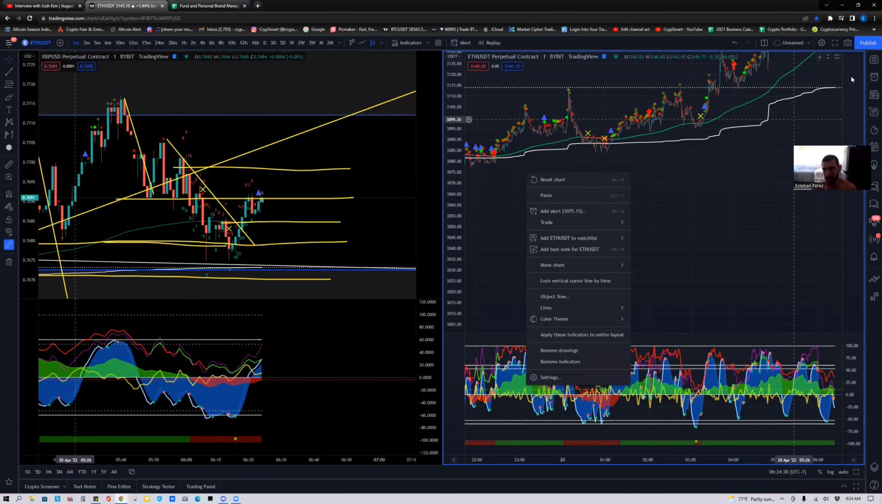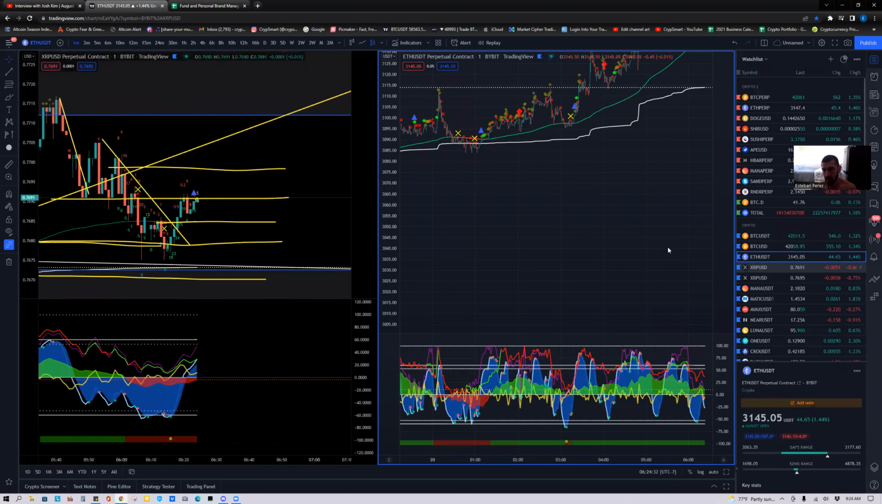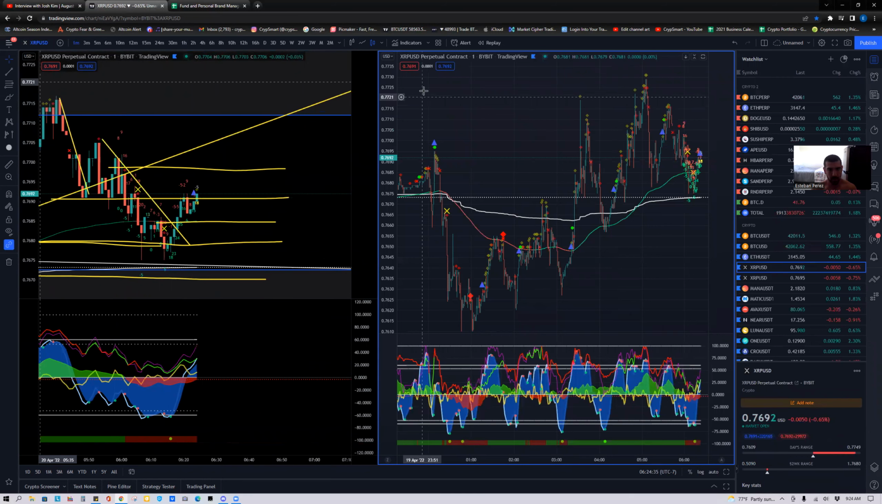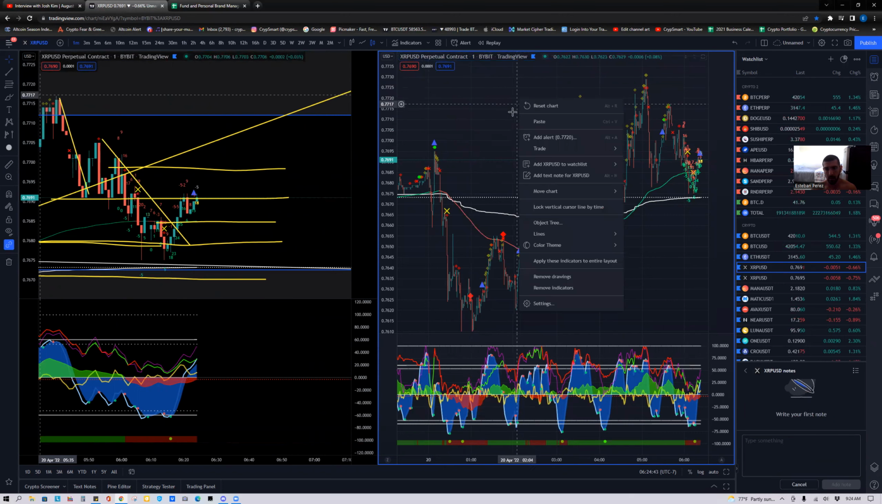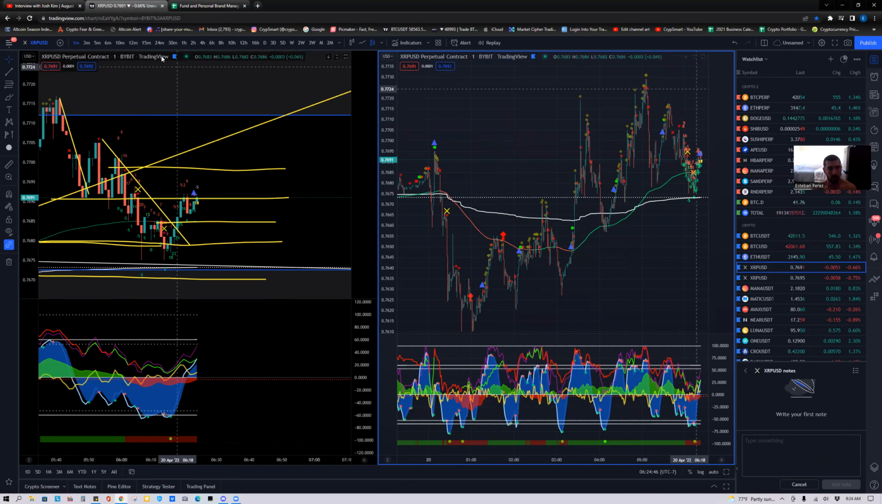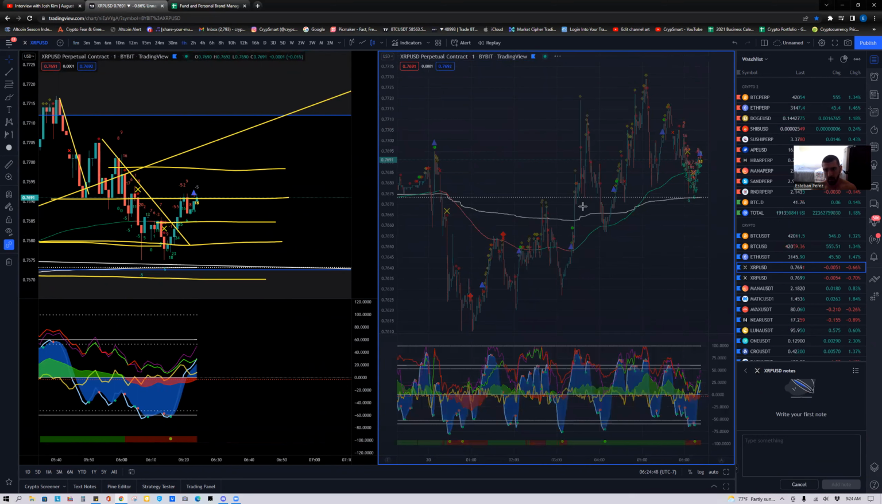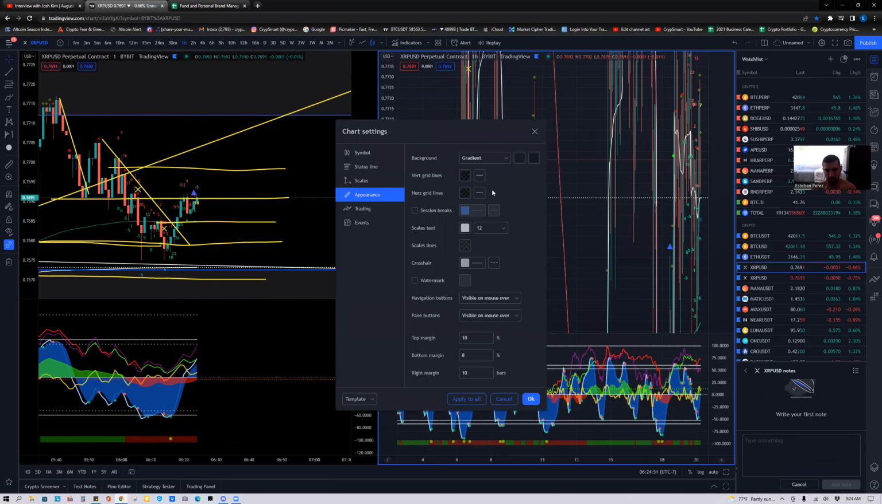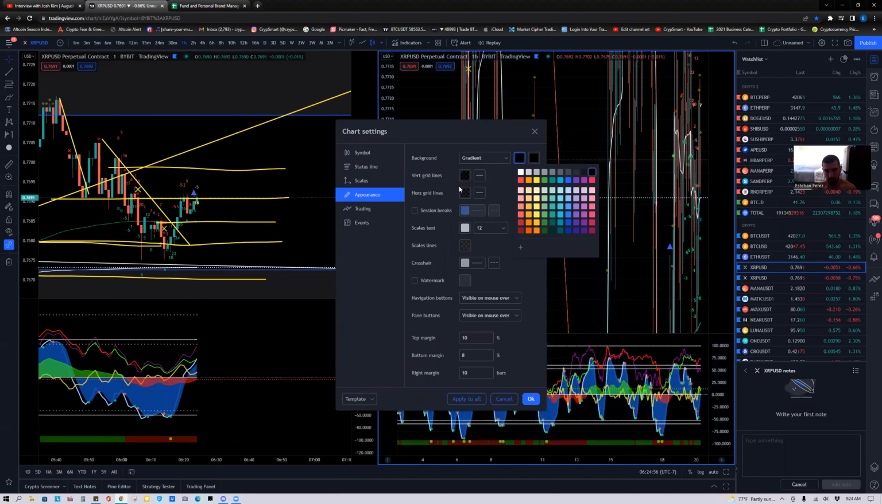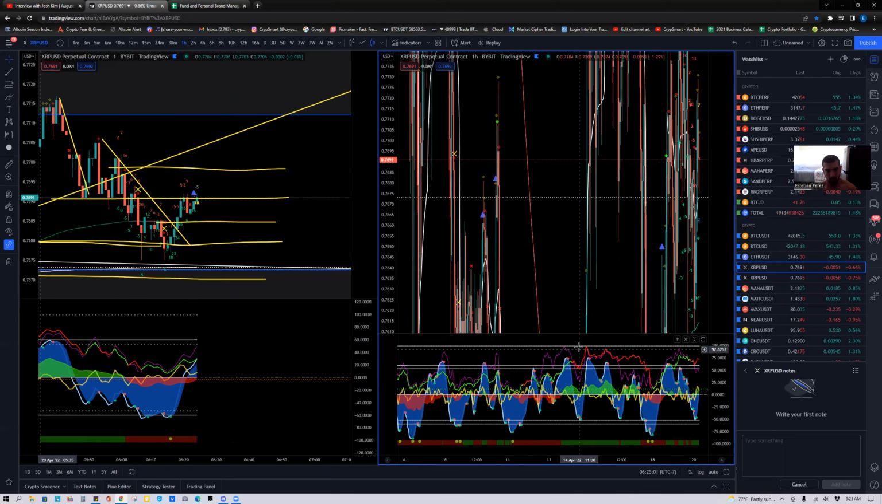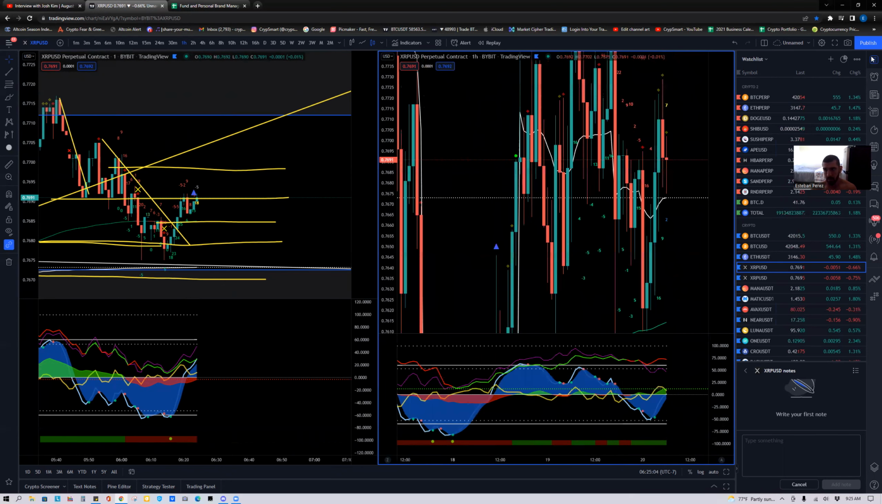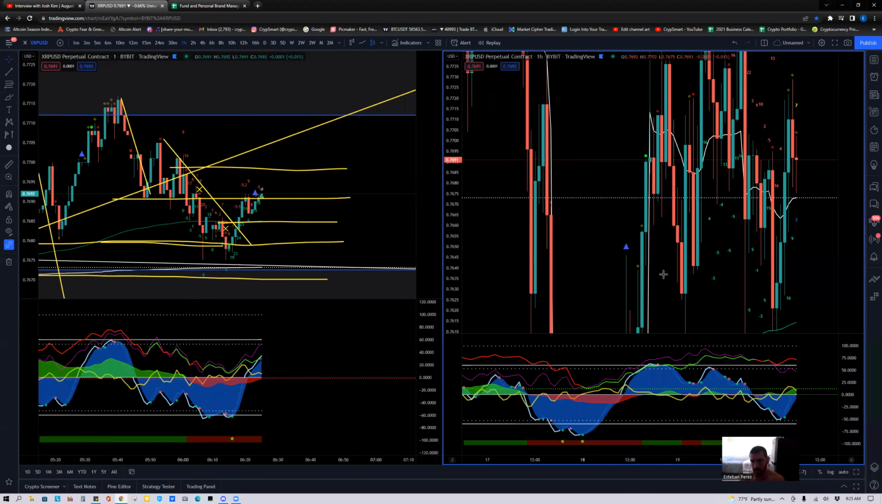What kind of shit is this, man? Give me my same screen. Give me my same settings. Get out of here.